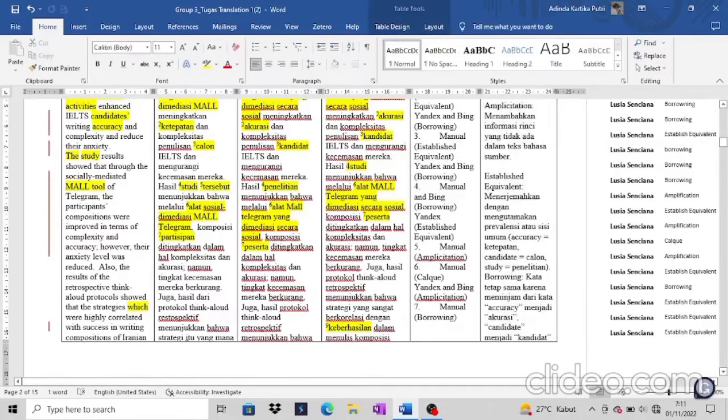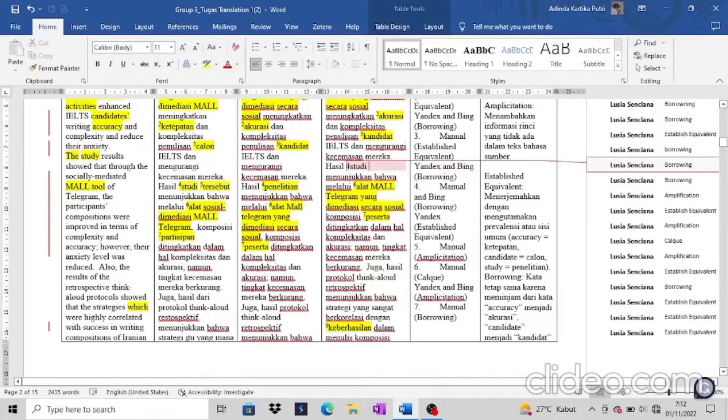Okay. For the fourth is the word study. In the manual is using borrowing, and Bing using borrowing.